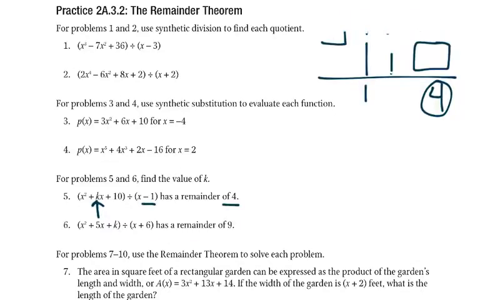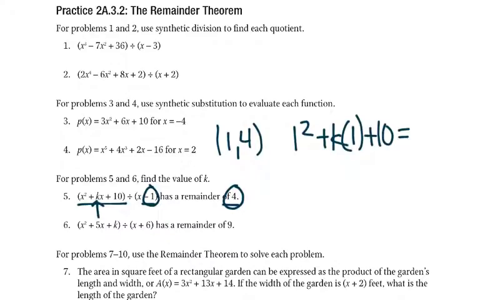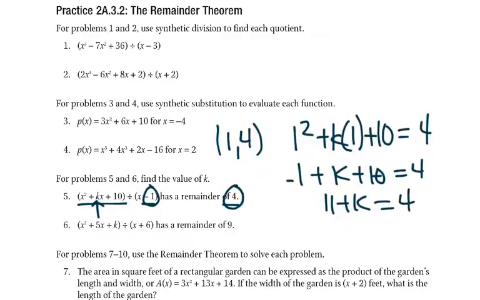So, instead of just trying to guess, there's an easier way to do this. Basically, it's the idea that this is like the y value when this is the x. So 1, 4 would be my point. So taking my equation, I know if I plug in 1 for x, it's going to be equal to 4. So then we just simplify. 1 plus k plus 10 equals 4. 11 plus k, because 1 and 10 combine, because they're on the same side. Subtract 11, and we get k has to equal negative 7 for this to work. That's all they wanted you to do.